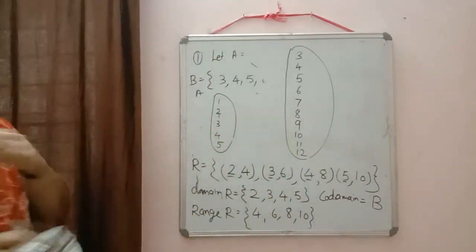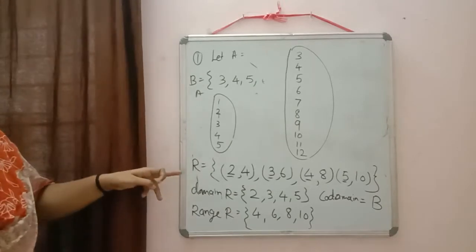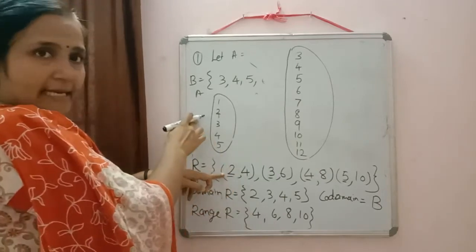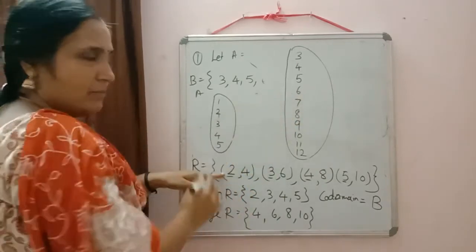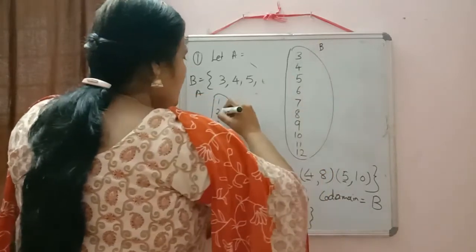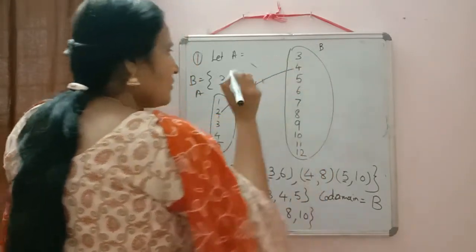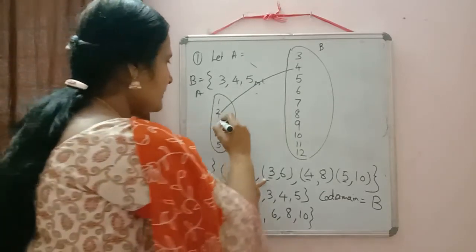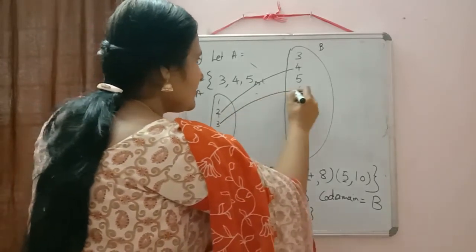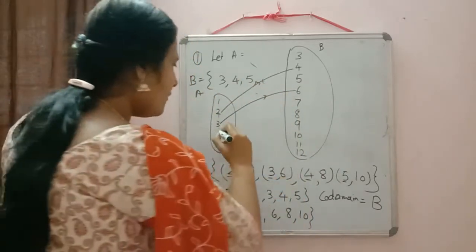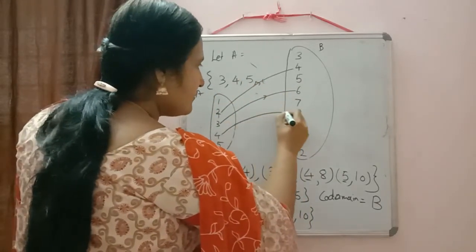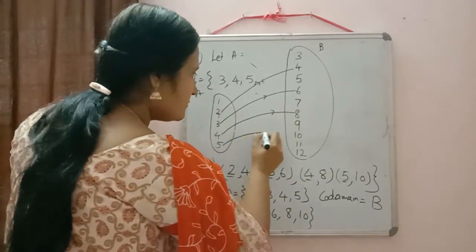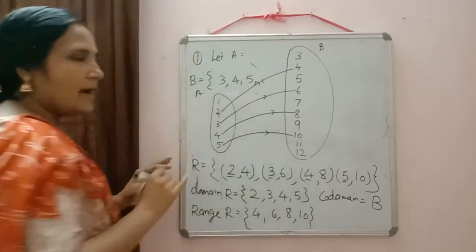Now we will check how to draw the arrow diagram. For that you just have to check the relation. 2 is related to which element? 2 is from set A and 4 is from set B. So how will we write here? 2 is related to 4. In this way you have to draw the diagram. Then 3 is related to 6. Then 4 is related to 8. 5 is related to 10. So in this way, this is the arrow diagram.